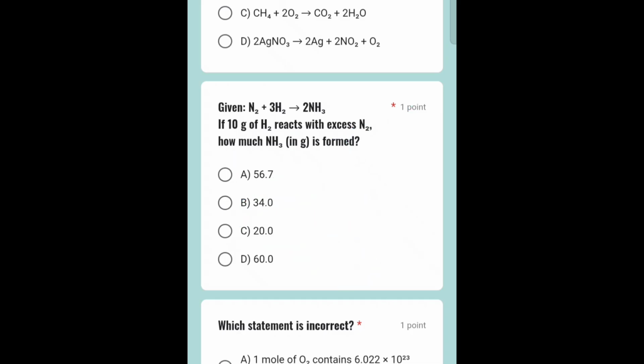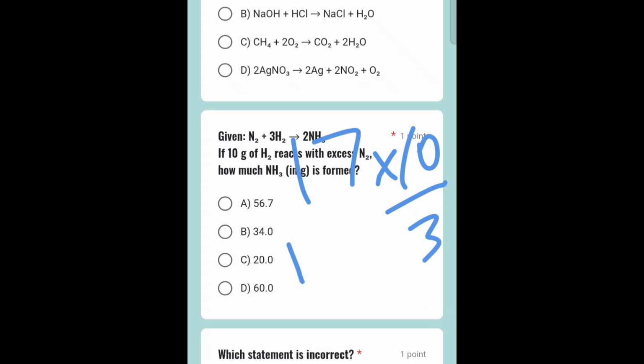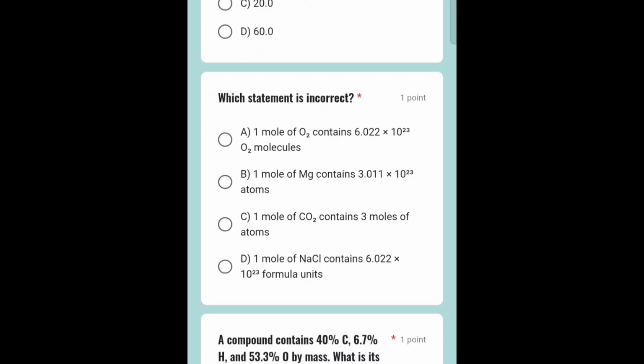So what is the molar mass of NH3? It is 17. So we multiply it by 10 by 3, we will get 170 by 3, and it comes out to be 56.7. Okay, so A will be our answer. Which statement is incorrect?